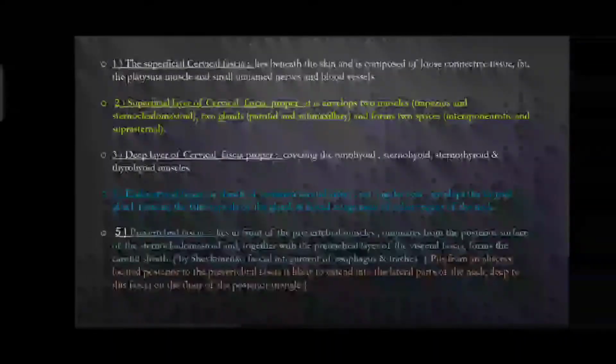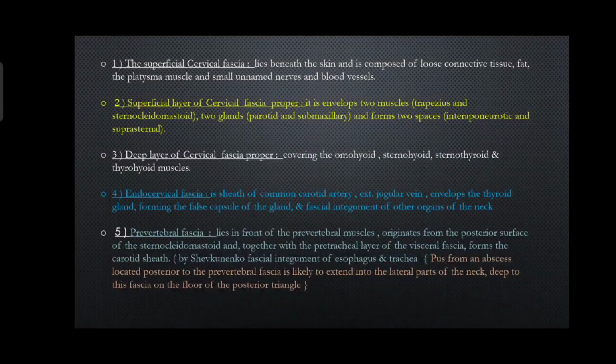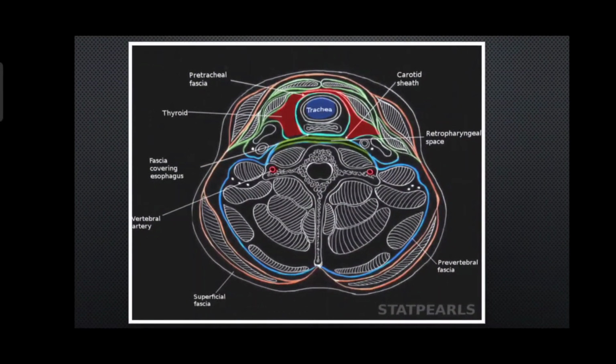Third, this is the deep layer of cervical fascia proper, also known as Richet's fascia. It mainly covers the omohyoid, sternohyoid, sternothyroid, and thyrohyoid muscles. The fourth fascia is the endocervical fascia, fascia endocervicalis. It is also known as Pirogov's fascia. This fascia is a sheath of the common carotid artery and internal jugular veins, and it also envelops the thyroid gland, forming its false capsule. The fifth is the prevertebral fascia.